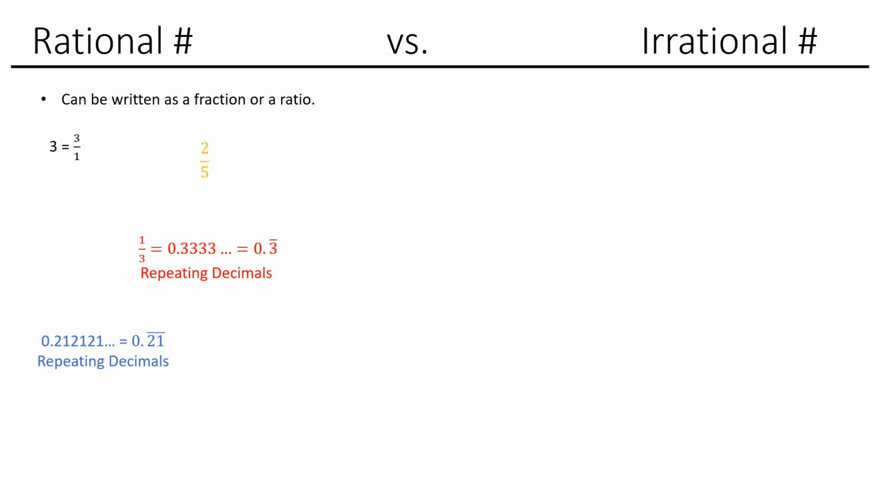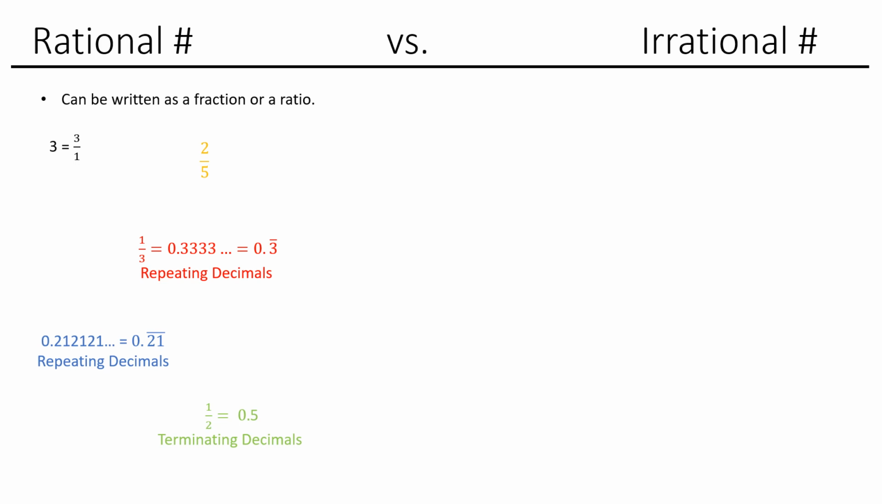You might see other repeating decimals that look a little different, but for example, this one here that is 0.21, that repeats over and over again. And then any terminating decimal, so like for example, 1/2 can be written as 0.5. So those are all rational numbers.